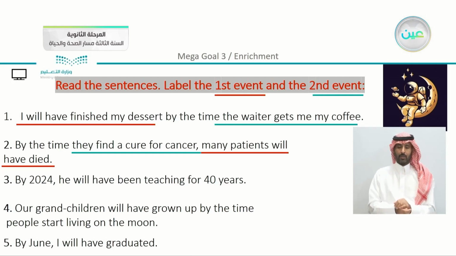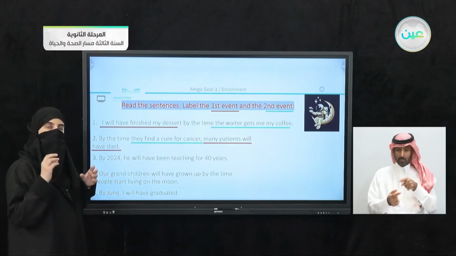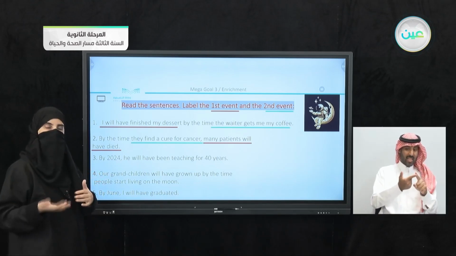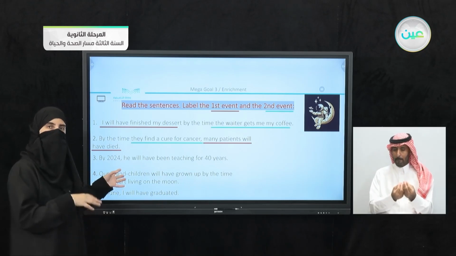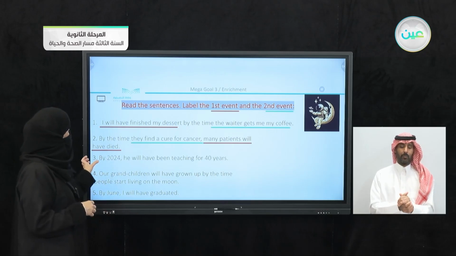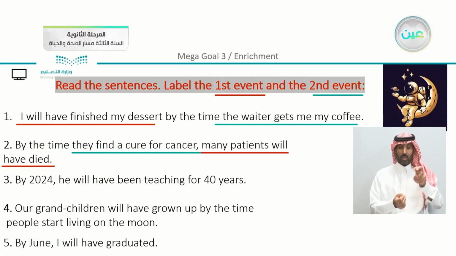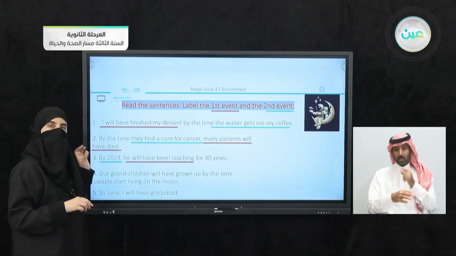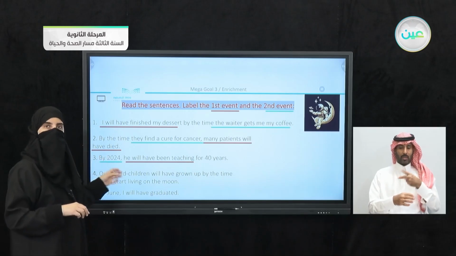Now here you can realize that we have the time expression. It comes usually with the second event to happen. So let's just make sure that the other sentences are the same. By 2024, he will have been teaching for 40 years. So we have here the first to happen, he will have been teaching. And the second event is by 2024. So here, by is the time expression.